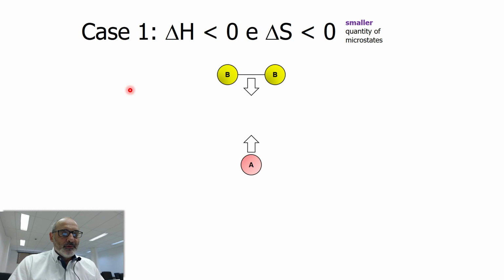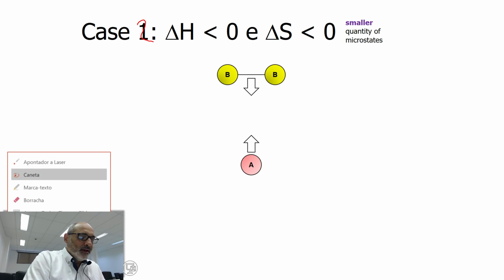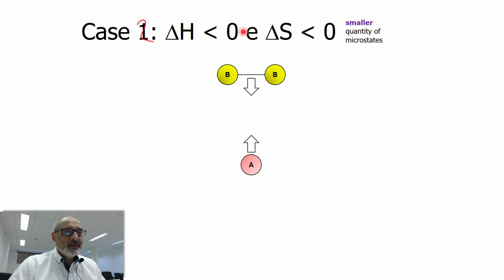It's written case 1. Well, this is a mistake. This is case 2. The process is still exothermic. It's releasing heat. Let me correct this here just so we don't have a problem. In this case, the process is still exothermic, but entropy is decreasing. So the level of disorder is decreasing.